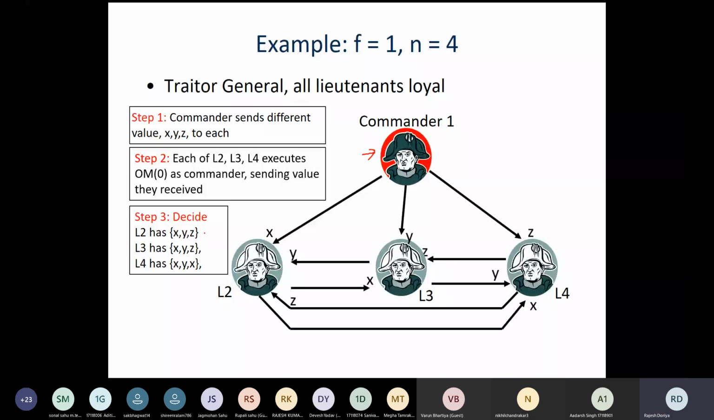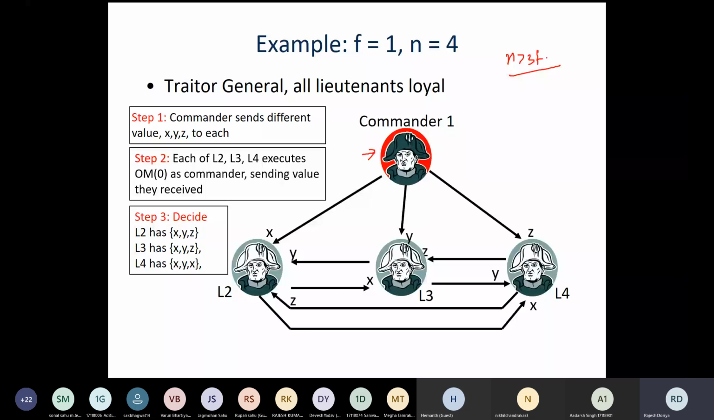Okay. So the moral of the story is n has to be greater than 3f if a system wants to have consensus, where f is the number of faulty processes. Am I clear, students? Yes. Okay.